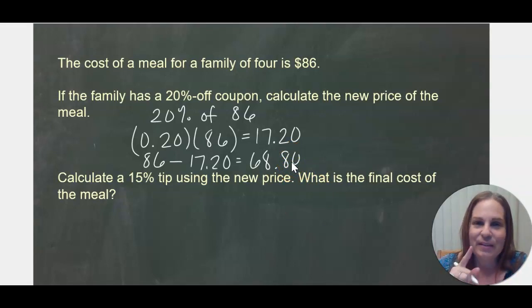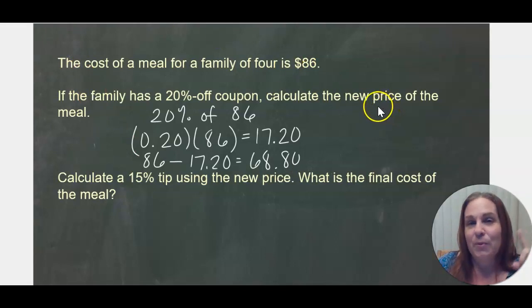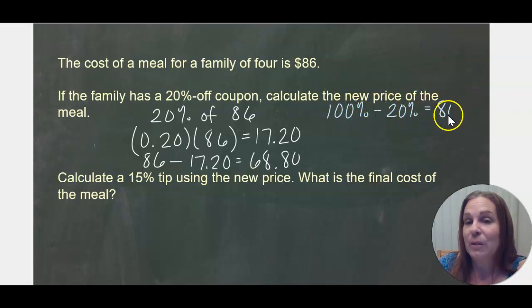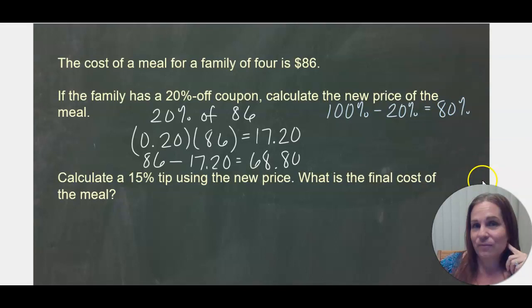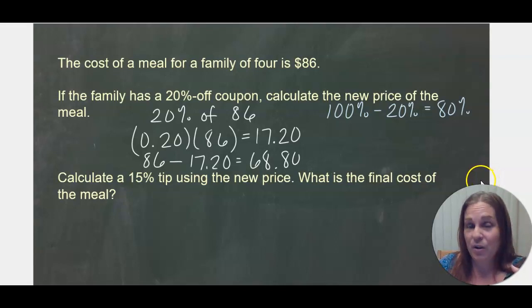Now, I'm going to show you a second way to do this. Stick with me on this one. If I'm taking 20% off, remember we talked about full price would be 100%. So 100% minus the 20% off would leave me paying 80%. If I take 20% off, I have to pay the remaining 80%.